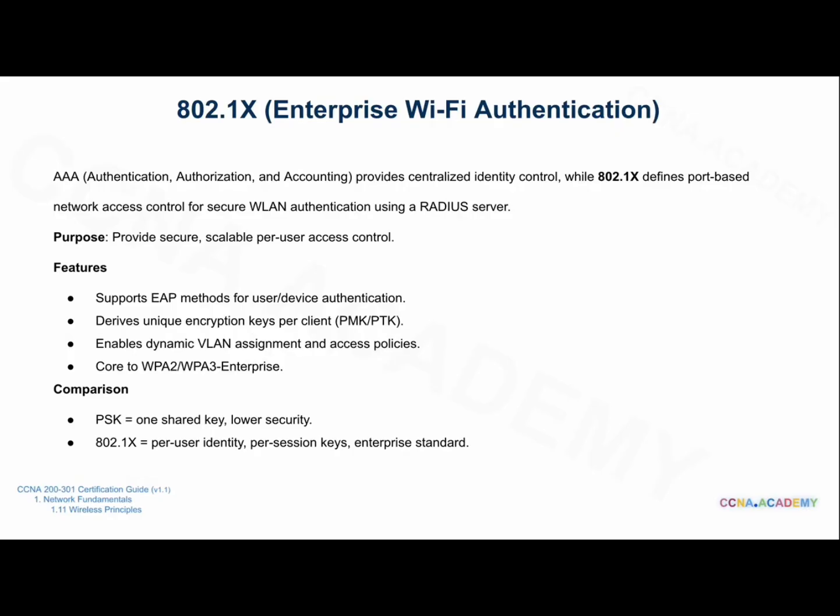802.1X provides enterprise-grade access control by integrating Wi-Fi with AAA services. When a client connects, the AP or WLC acts as the authenticator and forwards credentials to a RADIUS server. The server validates the user and assigns appropriate permissions, generating unique encryption keys per session. Compared to PSK, 802.1X offers stronger security, better scalability, and identity-based access.